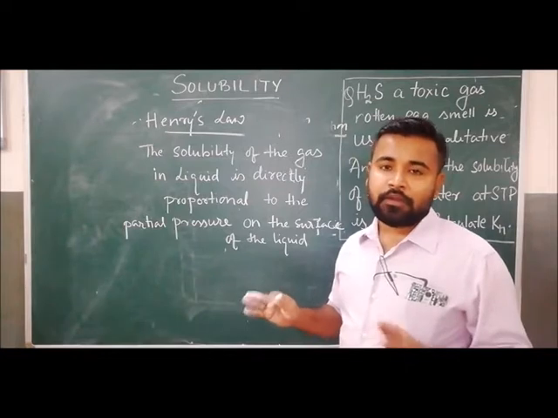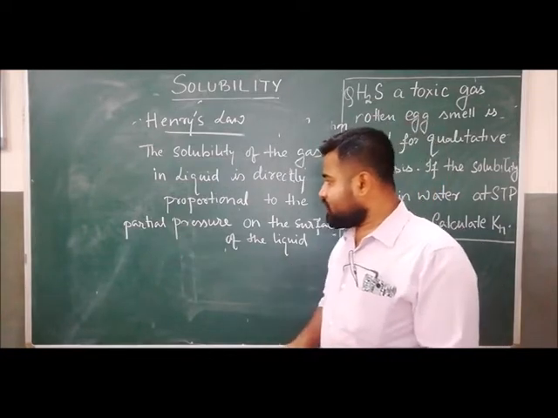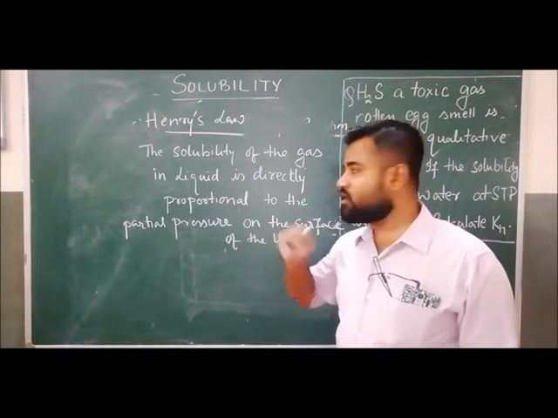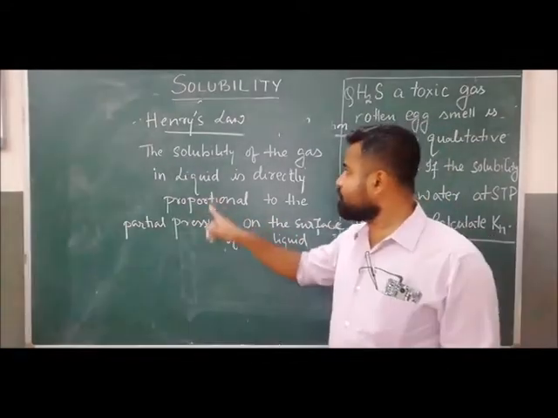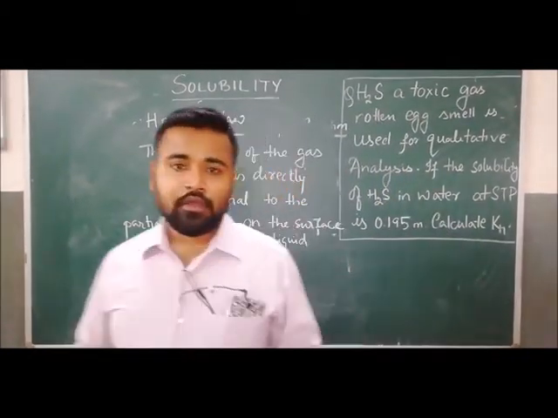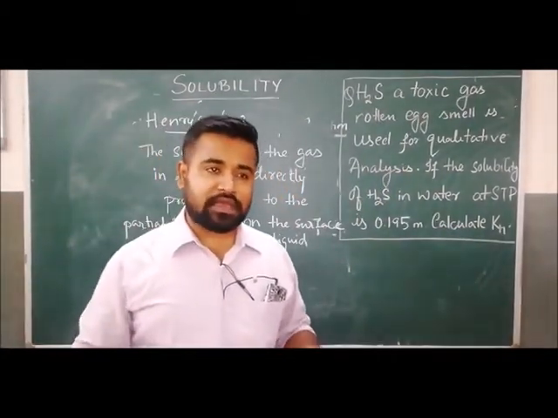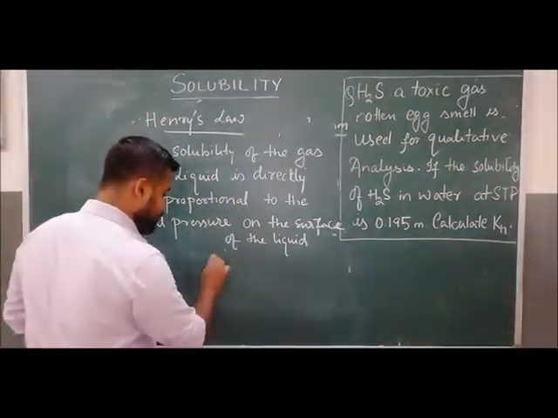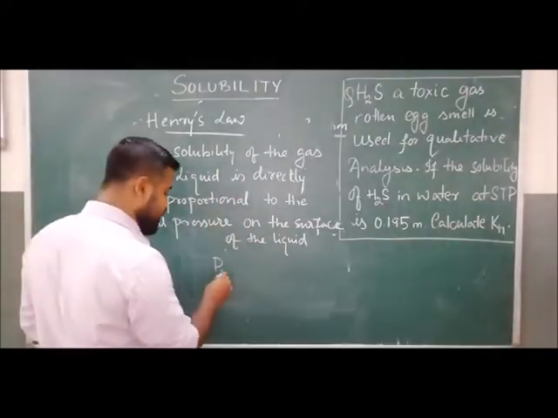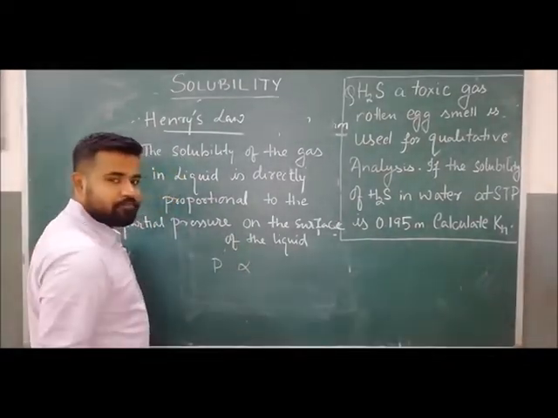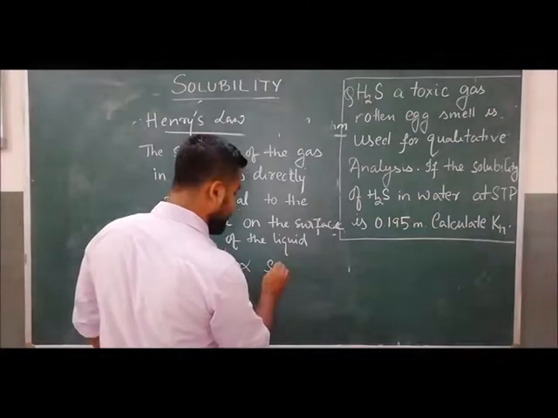This is called the vapor pressure. So whatever pressure is present over the surface of the liquid or the solvent is directly proportional to the solubility of the gas. So the greater the vapor pressure, the more soluble the gas is in the liquid. The partial pressure exerted by the vapor is directly proportional to the solubility.